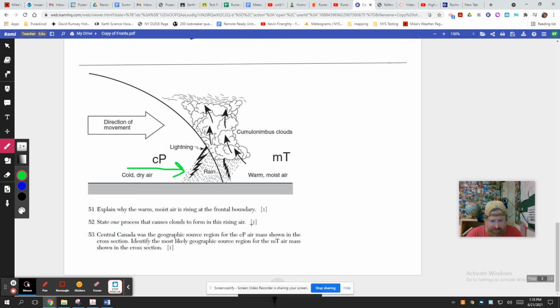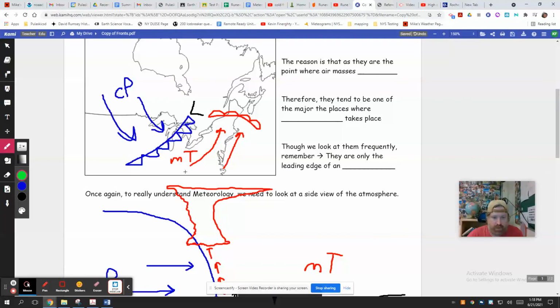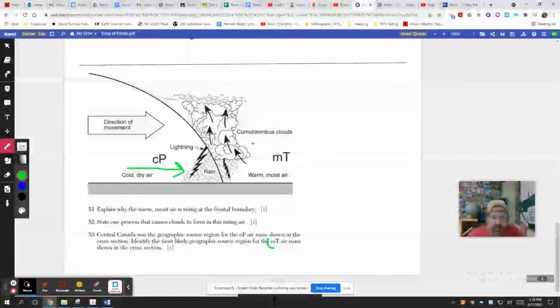Central Canada was a geographic source region for the cP air mass shown in the cross section. Identify the most likely geographic source region for the mT. It's going to be the Gulf of Mexico. Wet, warm air comes from wet, warm places. So that would be the Gulf of Mexico.